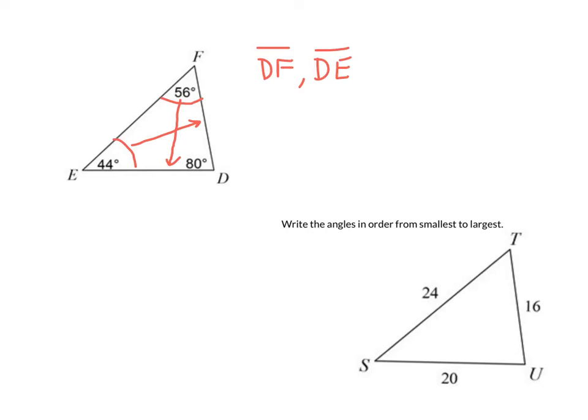Again, you need that little segment symbol, comma. And then our last side that we have not talked about yet or listed in our list is EF. And that's all you're doing. All right, I hope you got that one right.